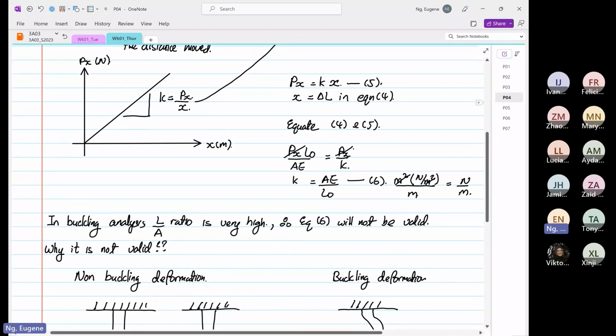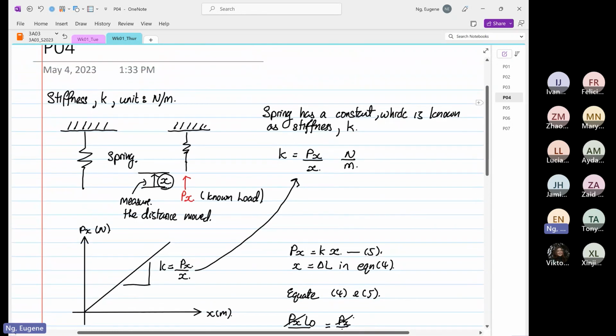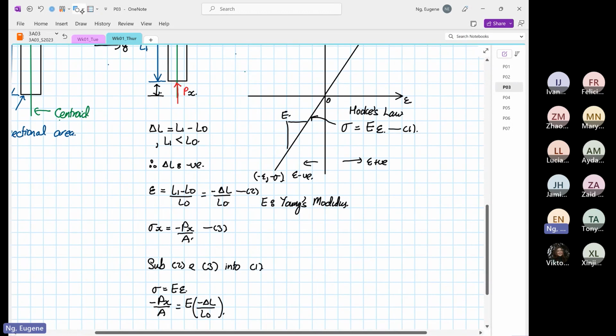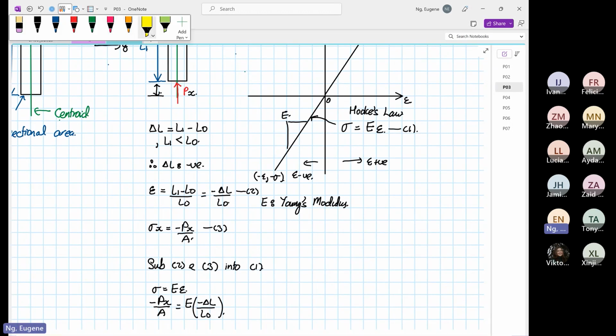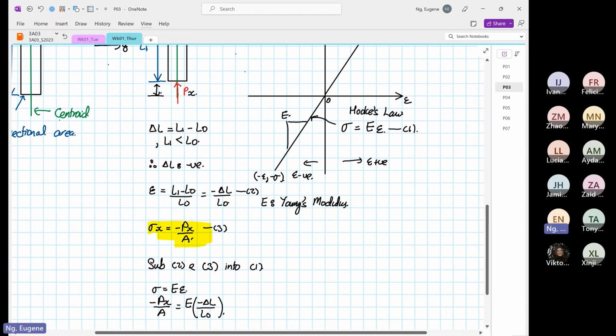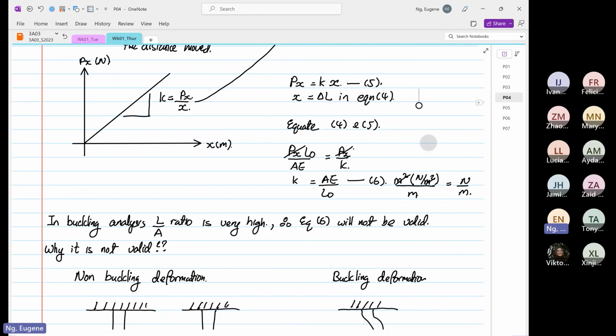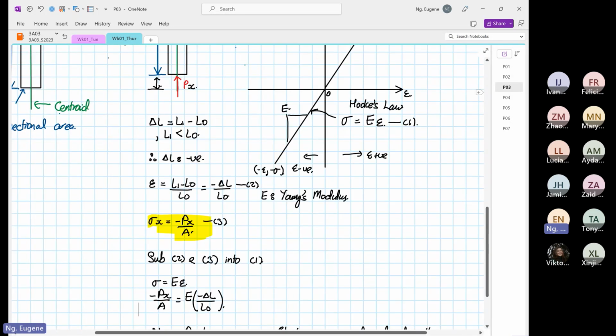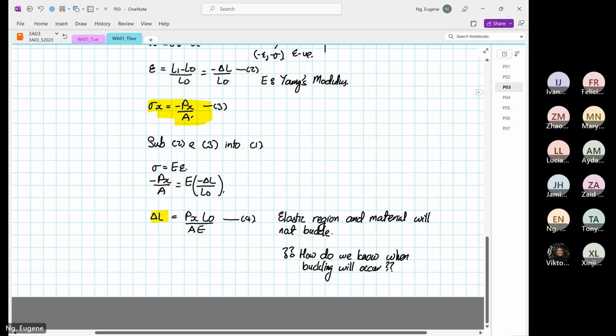So what formula can we not rely on anymore? We cannot specify that stress is equal to Px over A. This is not valid anymore. And we also cannot use the other formula where the deflection or the change in length is PL over AE. It's not valid anymore because of how the structure is deformed.